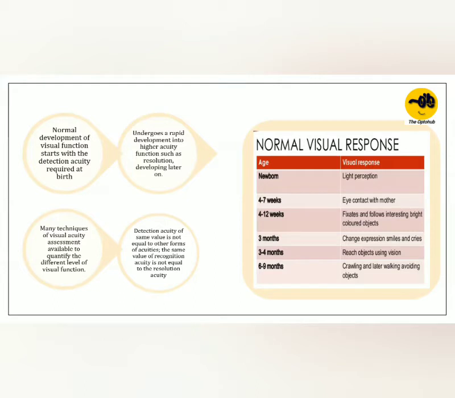So these are the normal visual responses. जो newborn होते हैं, they can only perceive light. Then within 4 to 7 weeks, there is eye contact with the mother. 4 to 12 weeks में वो fix and follow करने लगते हैं कोई भी bright light या colored objects को. Within 3 months, expressions उनके change होने लगते हैं. And 3 to 4 months में they reach for the object using their vision. And within 6 to 9 months, they start crawling and later walking and avoiding objects. कोई obstacle है तो they can avoid that and move further.